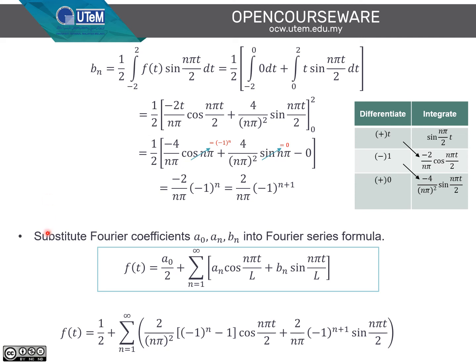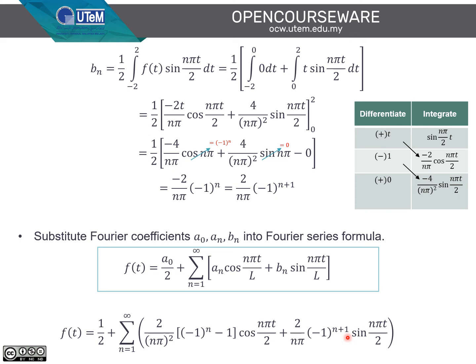The last step is to substitute the Fourier coefficients A0, An and Bn into the Fourier series formula. The Fourier series formula is f(t) equals A0 over 2 plus the summation of An cos n pi t over L plus Bn sin n pi t over L, n from 1 to infinity. A0 equals 1. An is equal to 2 over n pi squared times minus 1 to the power of n minus 1. And Bn is 2 over n pi times minus 1 to the power of n plus 1.